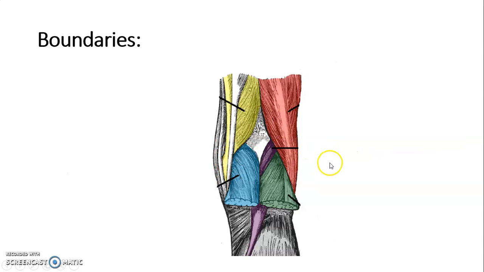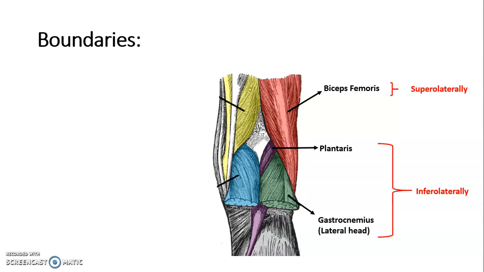The boundaries of the popliteal fossa include: supralaterally we have biceps femoris, which is a muscle of the back of the thigh, also called hamstring muscle, which you already have studied. Then infralaterally we have two muscles, plantaris and gastrocnemius muscles, lateral head. Both of these muscles are muscles of the back of the leg.